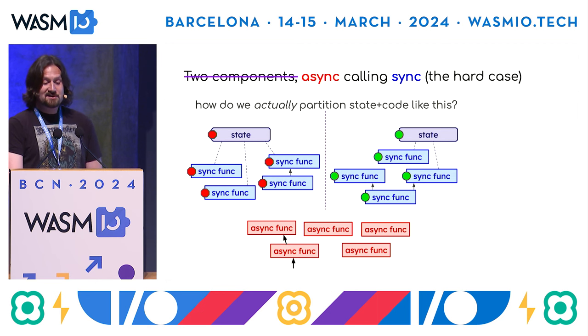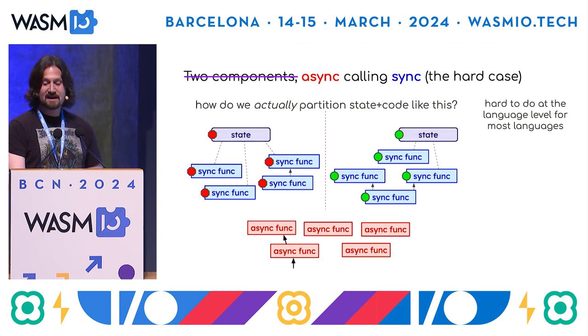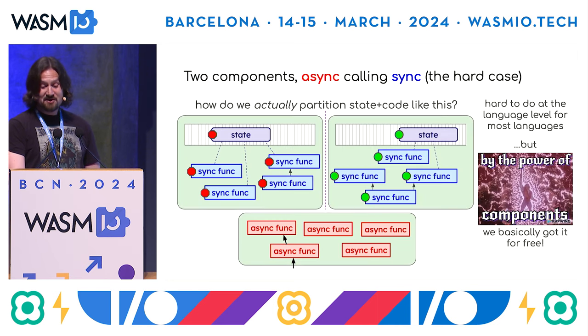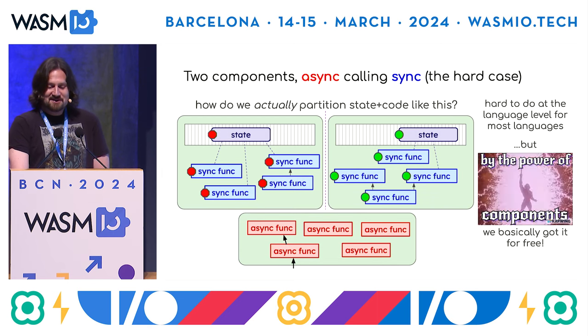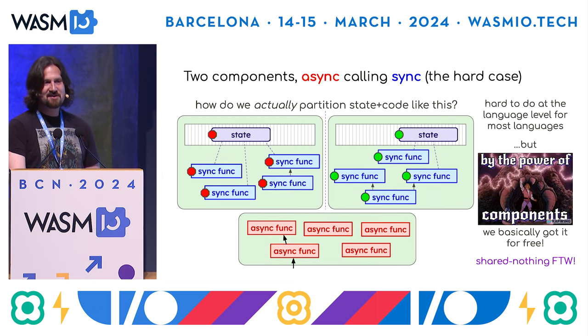So how do we actually partition state and code like this, practically and concretely, because we have to be very precise about this? Well, this is hard to do in most languages using normal language features. Like, probably Haskell can do a thing with monads, but I think all other languages are going to have trouble. But by the power of components, we basically get it for free because components naturally partition code and state. So, shared nothing for the win.